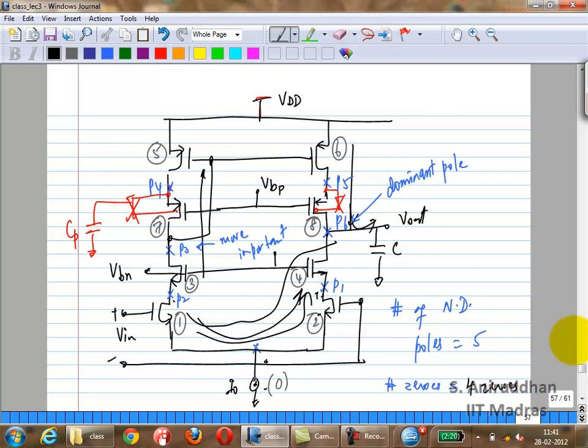What is the output V out max? V out max is very straightforward, right? It's just VDD minus VDSAT 6 minus VDSAT 8, right? Just the two current sources.